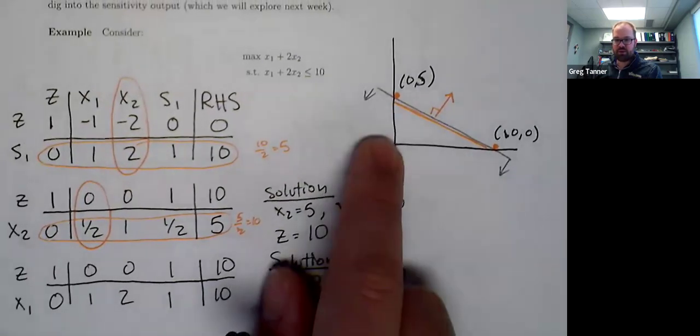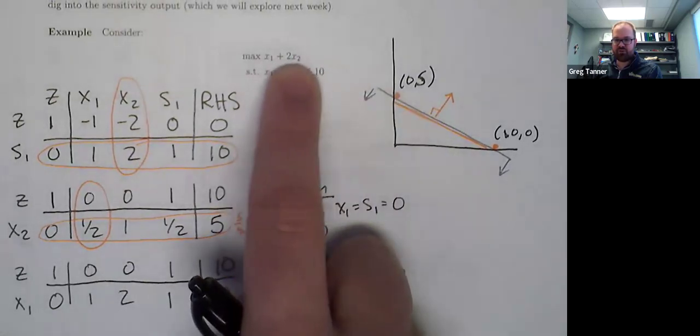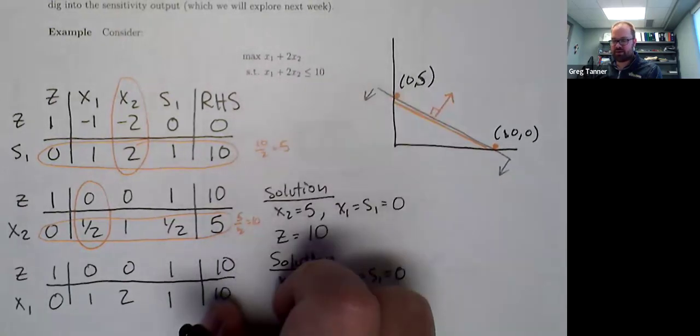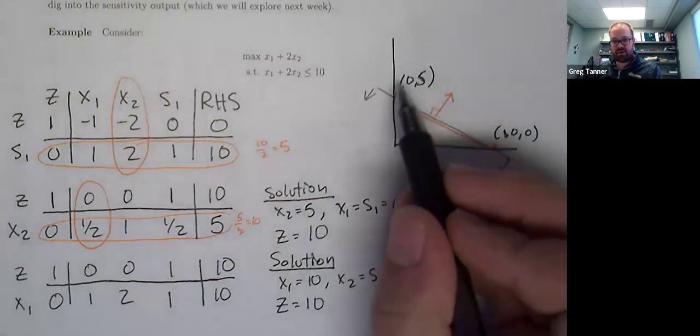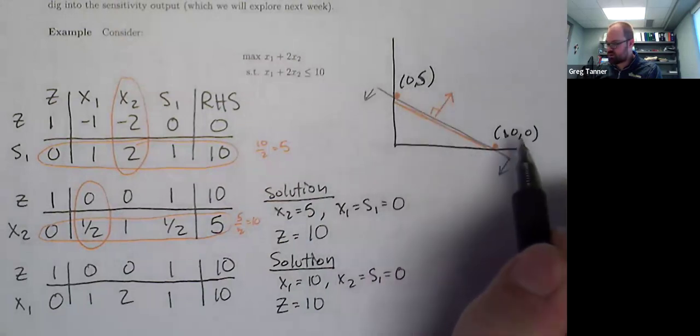And if we look at this visually, here's our constraint, and the direction of our objective vector is exactly perpendicular to that constraint. And so here's our first optimal solution that we found. Here's our second optimal solution that we found.